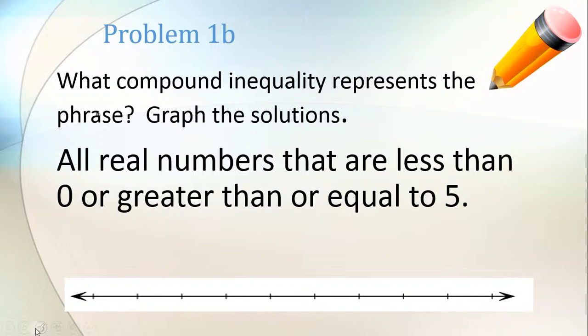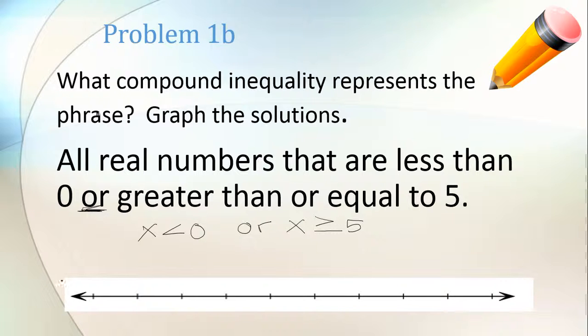Now let's take a look at an "or." An "or" inequality looks like this. All real numbers that are less than 0 or greater than or equal to 5. So we got that "or" right here. So we got x, which is all real numbers, that are less than 0. So x needs to be less than 0, or x to be greater than or equal to 5. Now, unlike the "and," "or"s cannot be put together. Only "and"s can.